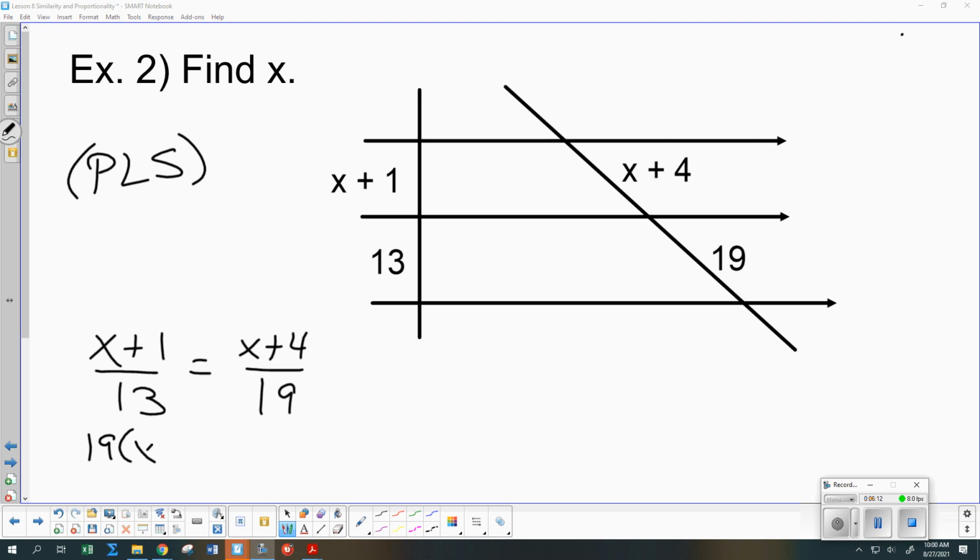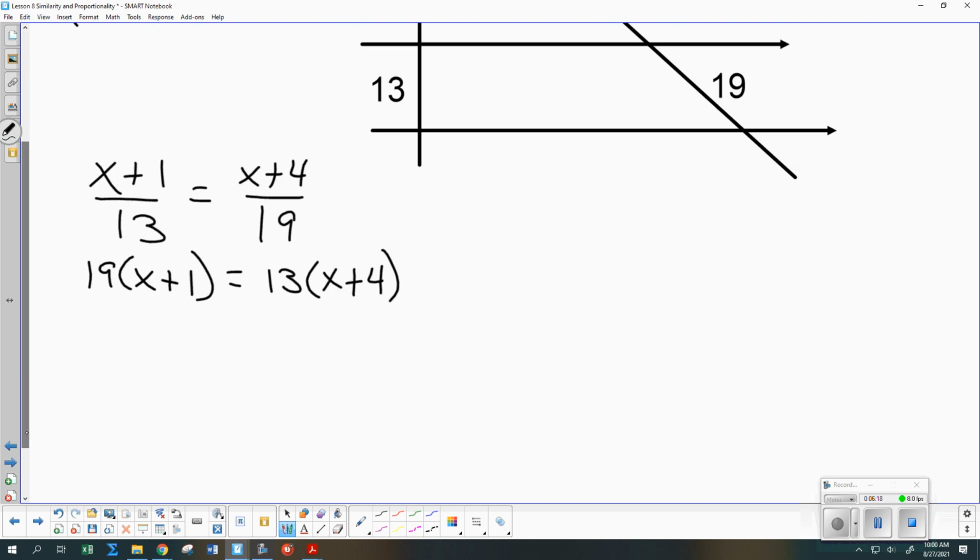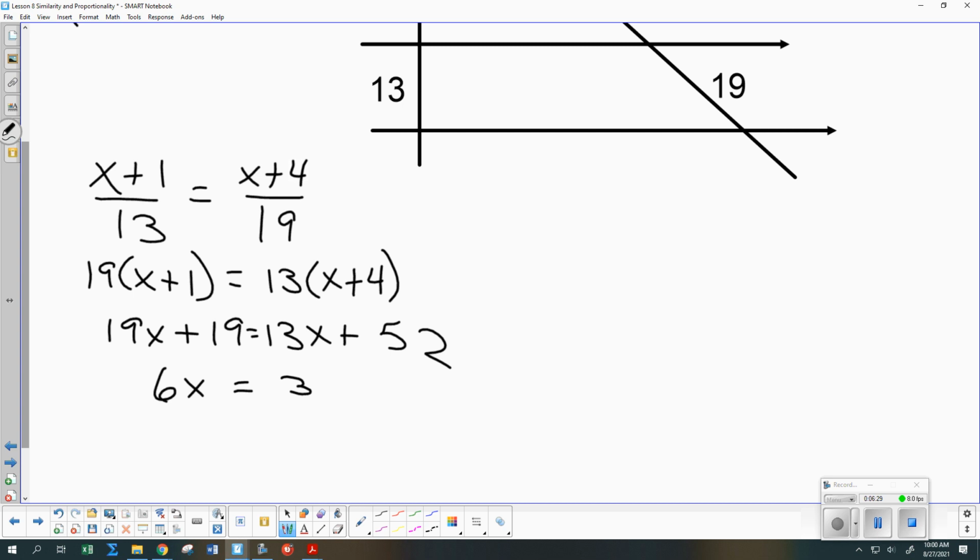We take the 19 times x plus 1 equals the 13 times x plus 4. Distribute. Don't let me make a mistake here. So 6x is 33. Divide both sides by 6. Those are both multiples of 3. So reduce that to 11 halves or to 5.5. So good review, good job with that.